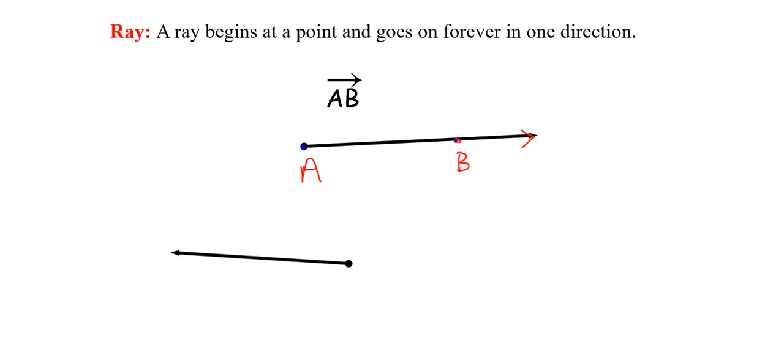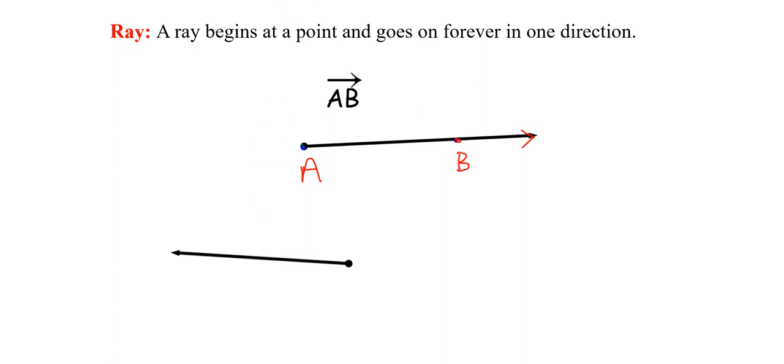Now the third word I have here is a ray. A ray begins at a point and goes on forever in one direction. So what is the difference from the straight line? A straight line is extendable in both directions, but a ray has an end point. It has one point here, that is, you can't move on this side. It is an end point, or if you want, you can say starting point here, and it just goes on to your right. That is A to B, it goes on.